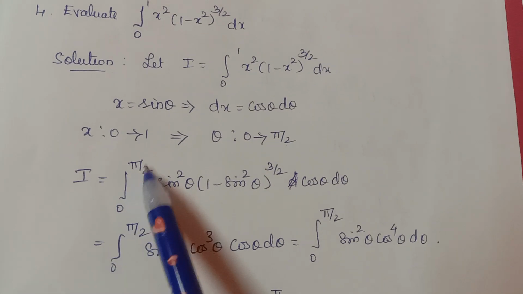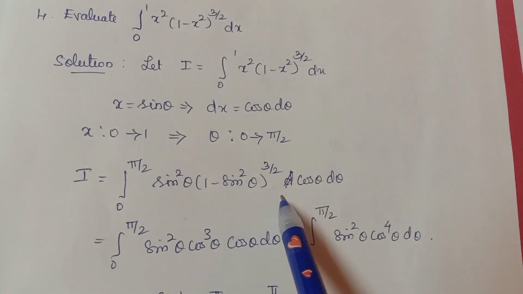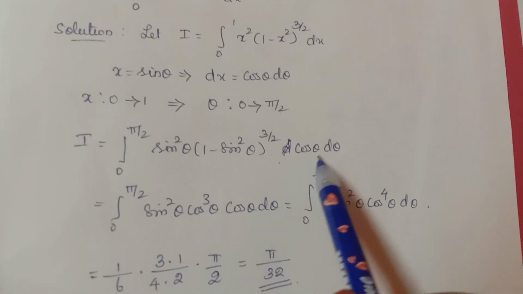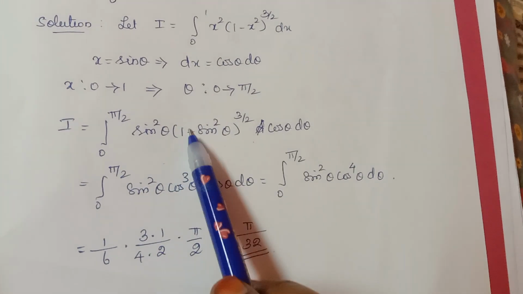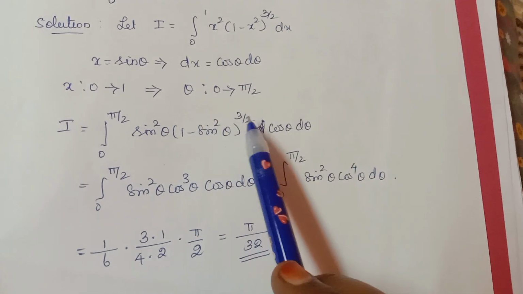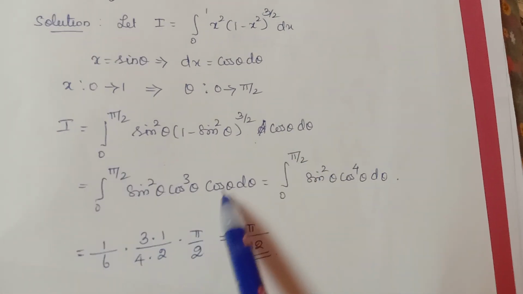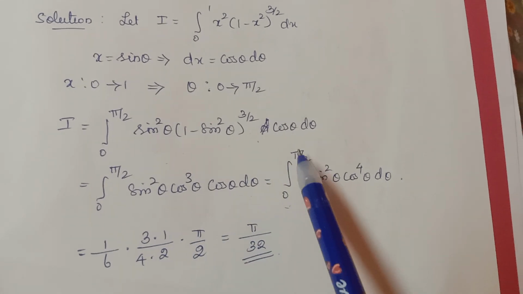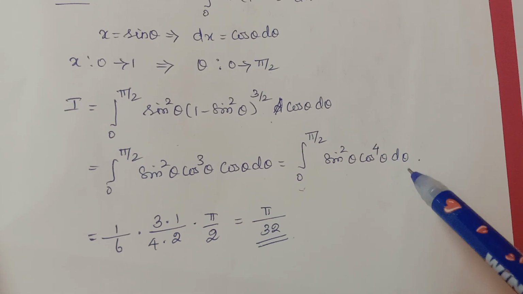So I equal to integral 0 to pi by 2 sin square theta into (1 minus sin square theta) the whole power 3 by 2 into, instead of dx you put cos theta d theta. So this is sin square theta, keep it as it is. This will be what? Cos square theta and that square, and this 3 by 2 get cancelled. So it will be what? Cos cube theta into cos theta d theta. So this is integral 0 to pi by 2 sin square theta into cos theta power 4 d theta.